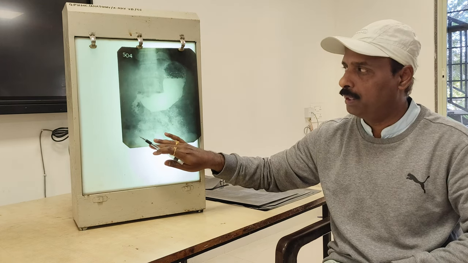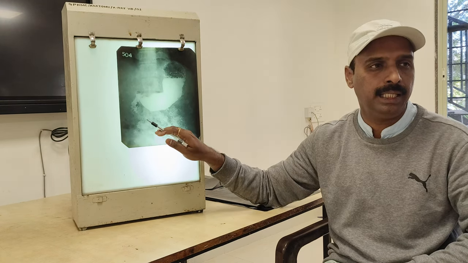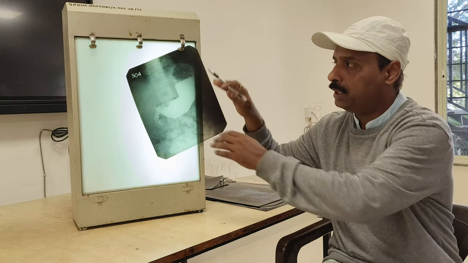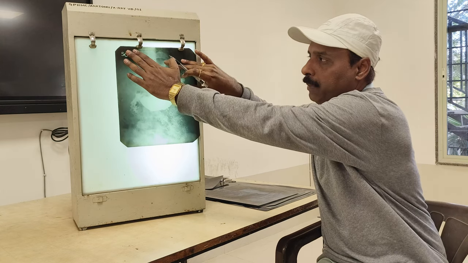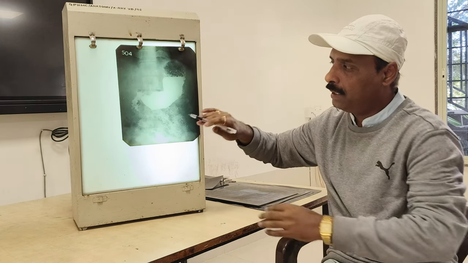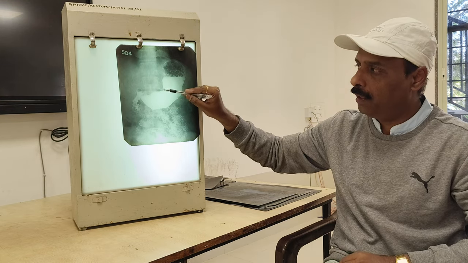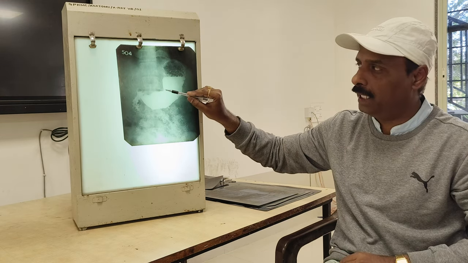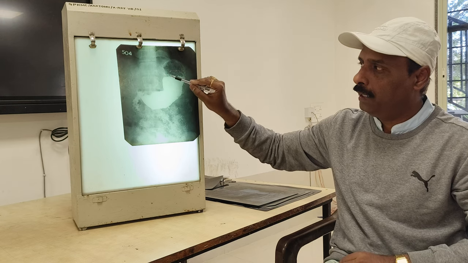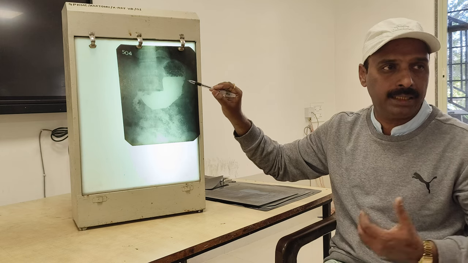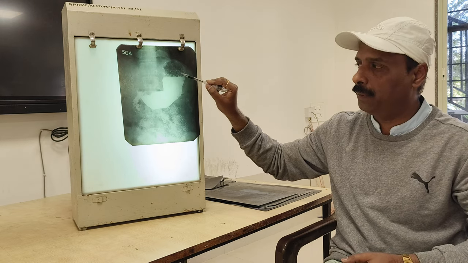This is what we call a barium meal x-ray, which you can see here. The stomach is seen here. You can see almost all the outline of the stomach. Here the angular notch is there, and this is the stomach. Here we have the fundus of the stomach filled with gas. You can remember how the gas shadow appears here.